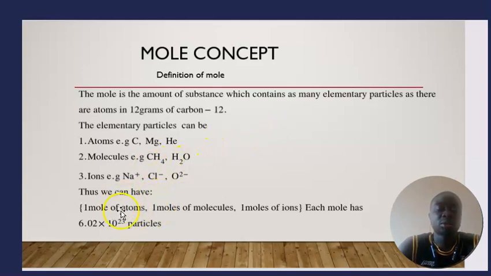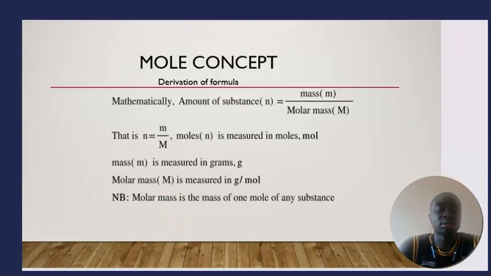When you talk about one mole of an atom, let's say carbon, one mole of carbon contains what? 6.02 times 10 to the power 23 particles. So each mole of atoms has this number of particles. The same way, when you consider one mole of molecules, for example methane or water, we are saying that it also has 6.02 times 10 to the power 23 particles. So basically, that is mole.